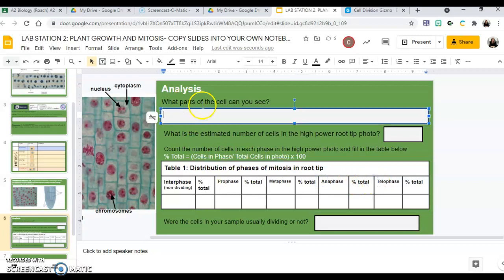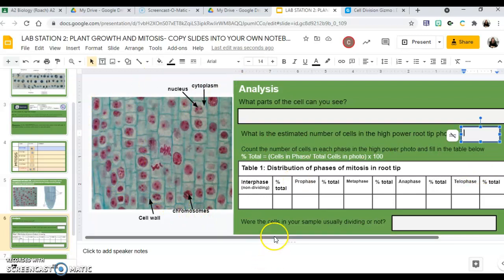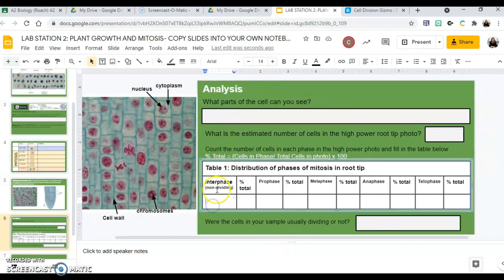All right, so up here, what parts of the cell can you see? So that's already labeled for you, right? We can see the cytoplasm, the nucleus, chromosomes, and the cell wall. Estimated number of cells, so you've got to count them. I don't know if you want to put in present mode or if you have an annotating feature with a pen that might help you keep track of them. You can use your finger, but you want to count how many total cells there are in the root tip. Then you're going to go down here and figure out how many cells are in each phase.